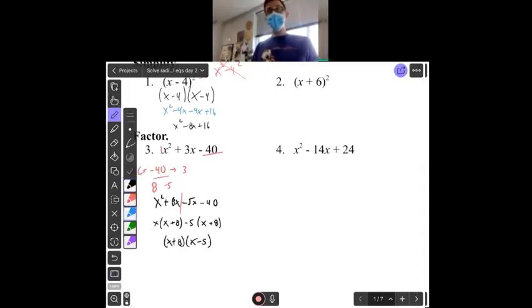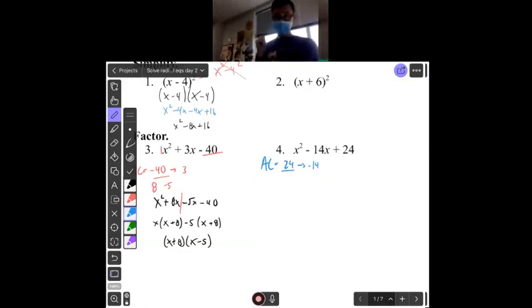Same starting spot on 4. That's my A times my C. 1 times 24 is 24. We need 24 to give us -14. Bella, Maya, what would be our factors of 24 that would add to be -14? Almost. -12, -2. Okay. So we got x squared minus 12x minus 2x plus 24.